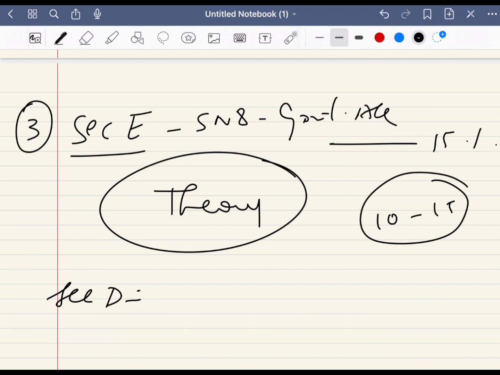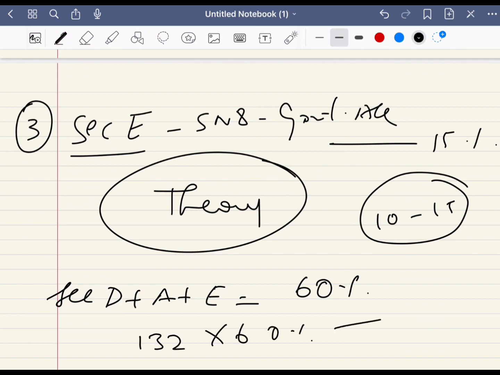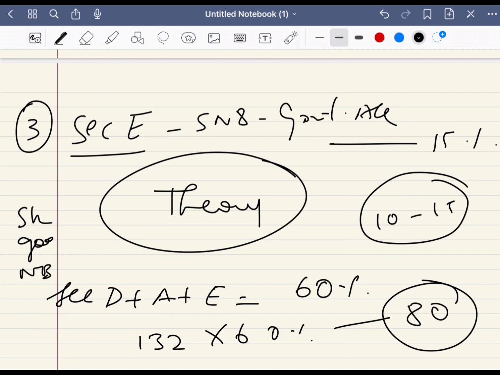So section D plus A plus E together is 60%. That means 60% of 132 marks, which is almost 80 marks. So a student, just by studying a couple of theory chapters and very easy practical chapters like valuation of shares, valuation of goodwill, NBFC, will be happily ready to answer 80 marks.